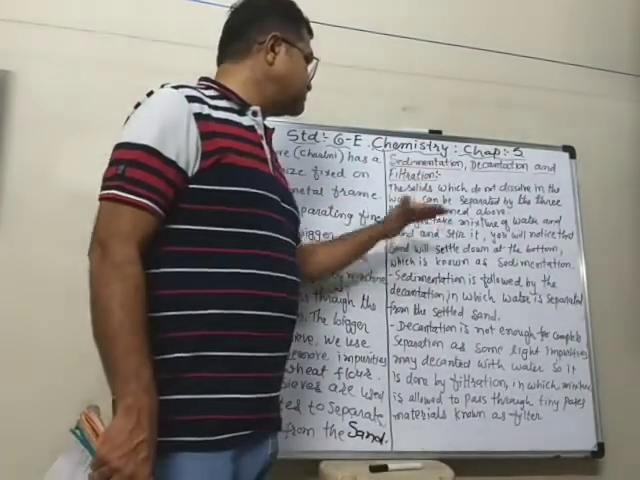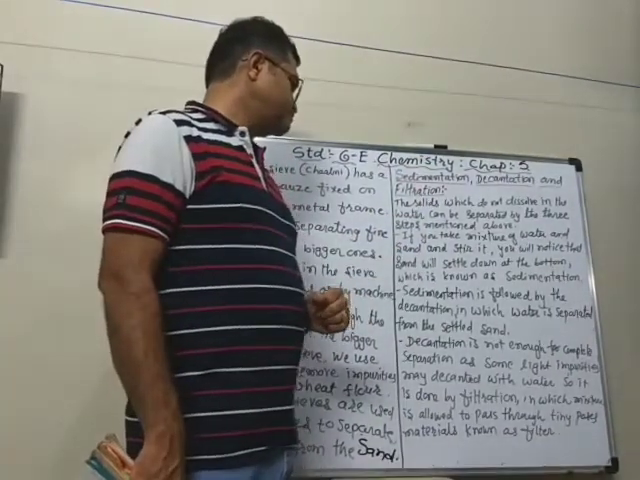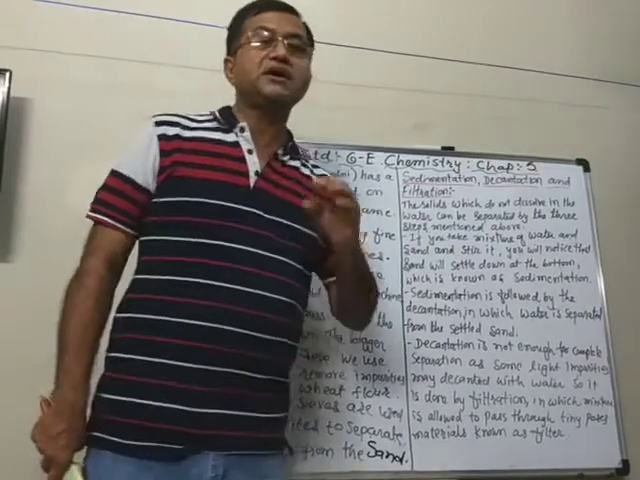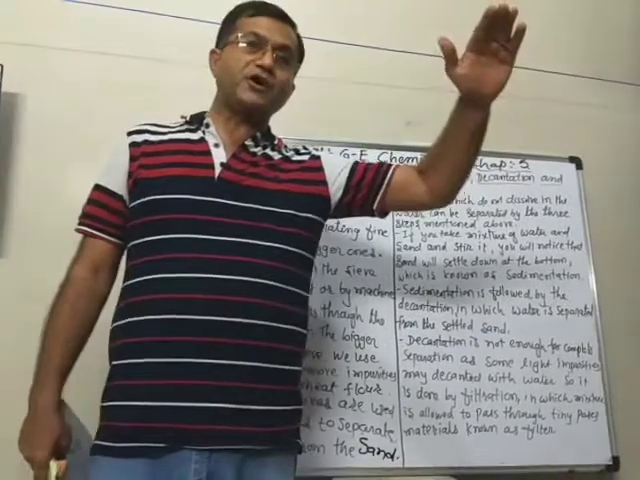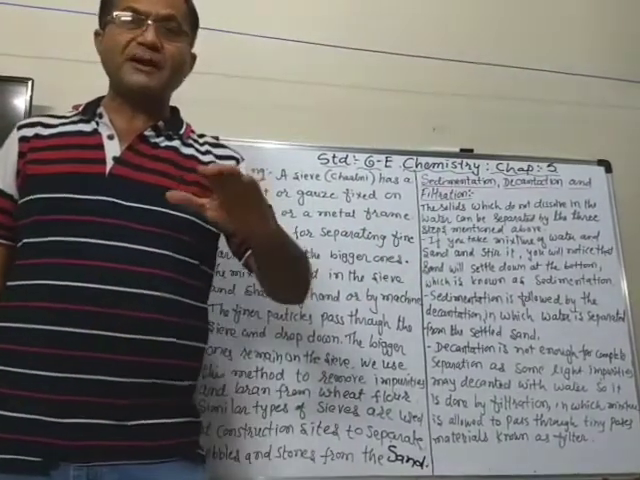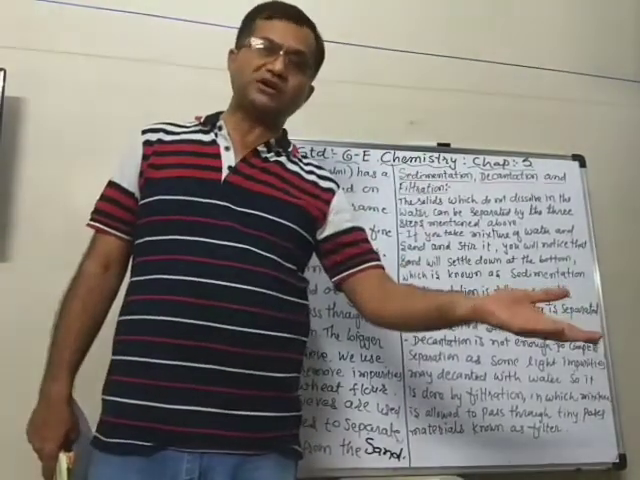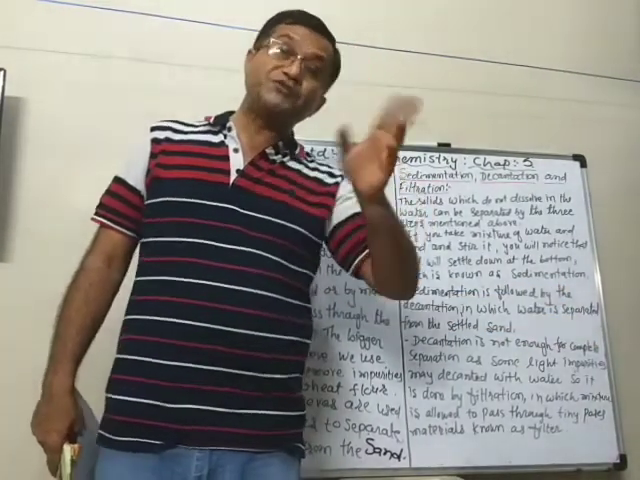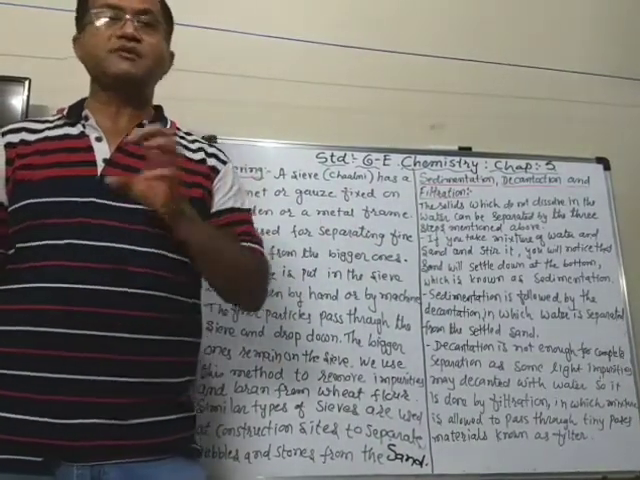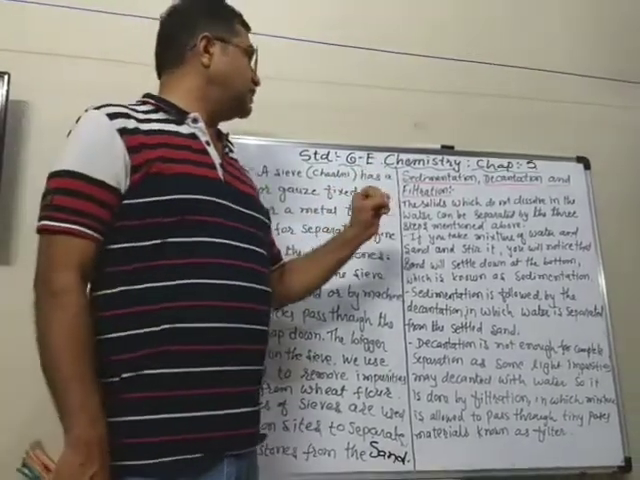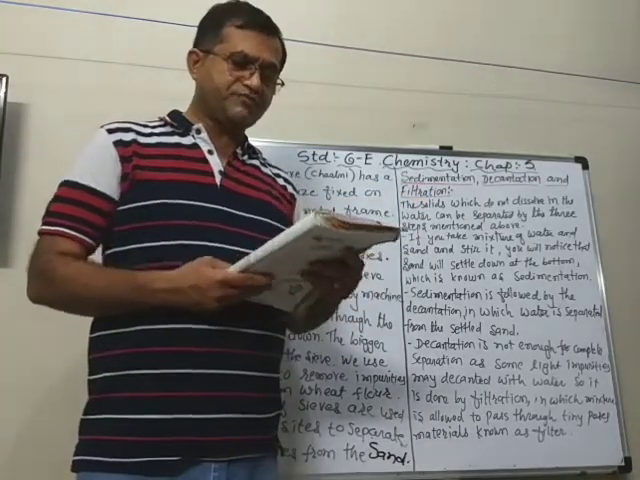So by these three steps, sedimentation, decantation and filtration, we can separate all the components in the mixture, meaning the water, impurities and the sand. Heavy particles will settle down, light particles will come along with the water, which we have to filter again so that we can get them separated from each other. So that is the method of sedimentation, decantation and filtration.